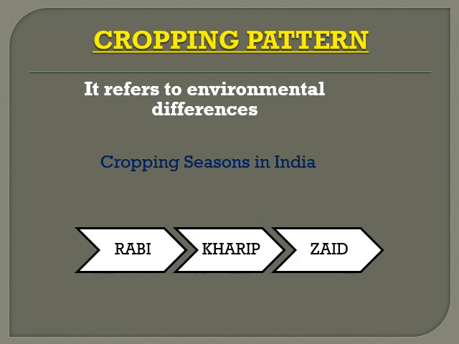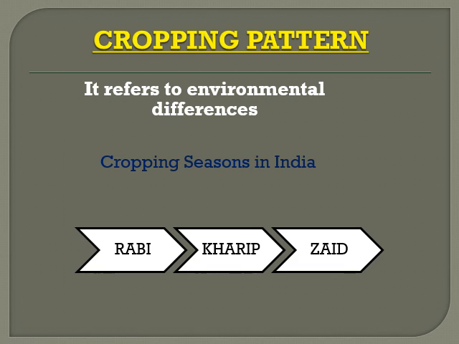Okay, next point is cropping pattern. Students, cropping pattern refers to the proportion of land under the cultivation of different crops at different points of time. This indicates the time and arrangement of crops in a particular land area. Students, it refers to environmental differences that give rise to different cropping seasons in our country.